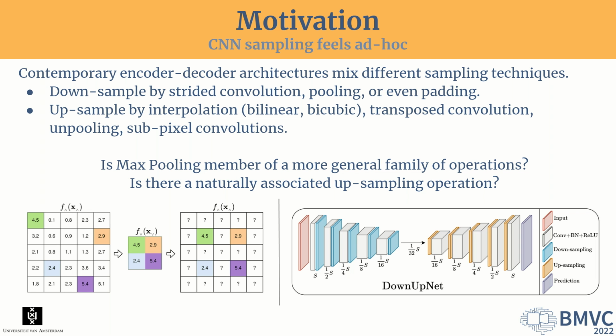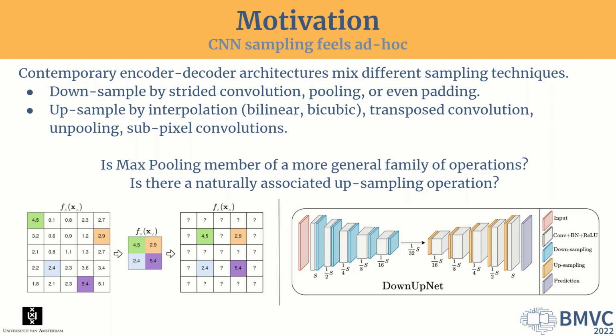Sampling can happen in a variety of ways, but it's good to note that it's always a pair in encoder-decoder networks. On the bottom right of the slide is a schematic of a network we're interested in. The down and upsampling layers are highlighted in blue and yellow respectively. Those are the layers that we target in our paper.